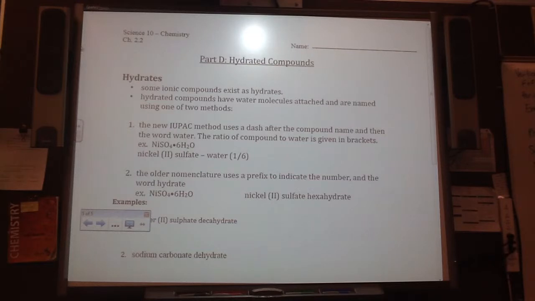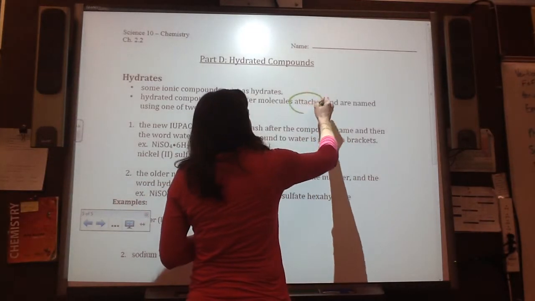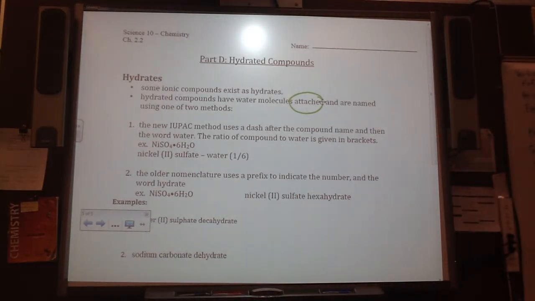So some ionic compounds exist as hydrates. So what does hydrate mean when you think of hydrate? Water. You think of drinking water or something like that. Hydrating yourself, yeah. So hydrated compounds actually have water molecules attached. Okay, so they're attached. So it doesn't mean that they're dissolved in water or anything. They're still solids at room temperature, right? Because all ionic compounds are what? Liquid, gas, or solid? Solid at room temperature.